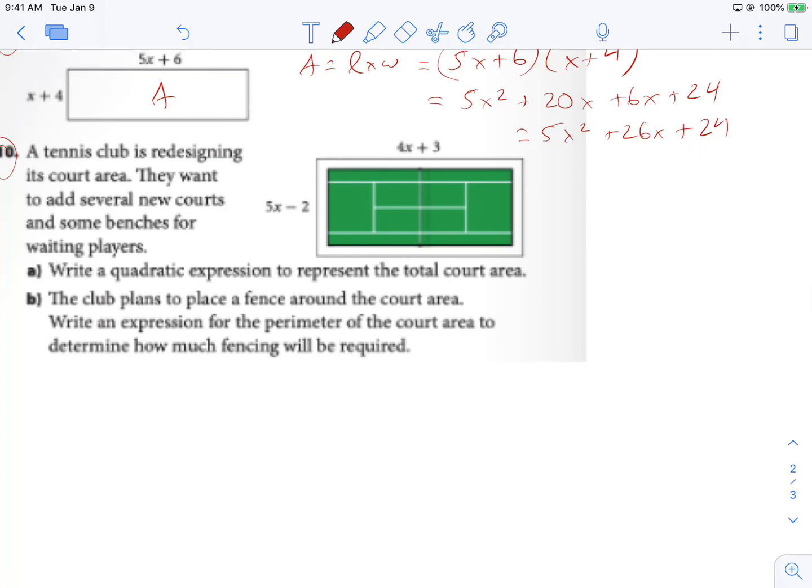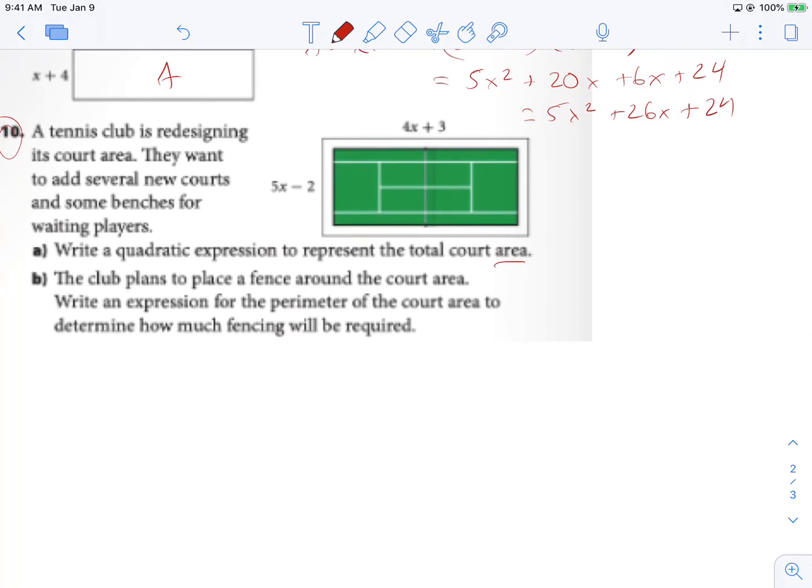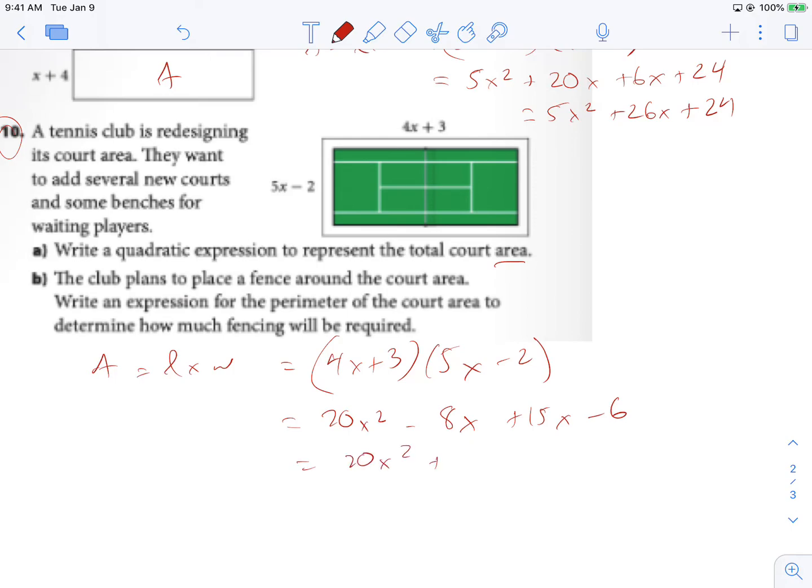And now 10. So 10a, we're pretty good with 10a, but 10b might be a little tricky. So let's do 10a first. We're looking at area again. Area equals length times width. So that's 4x plus 3 times the width, which is 5x minus 2. So we're going to take the first, which is 20x squared, outside, which is minus 8x plus 15x. 3 times negative 2 is negative 6. So we get 20x squared plus 7x minus 6.